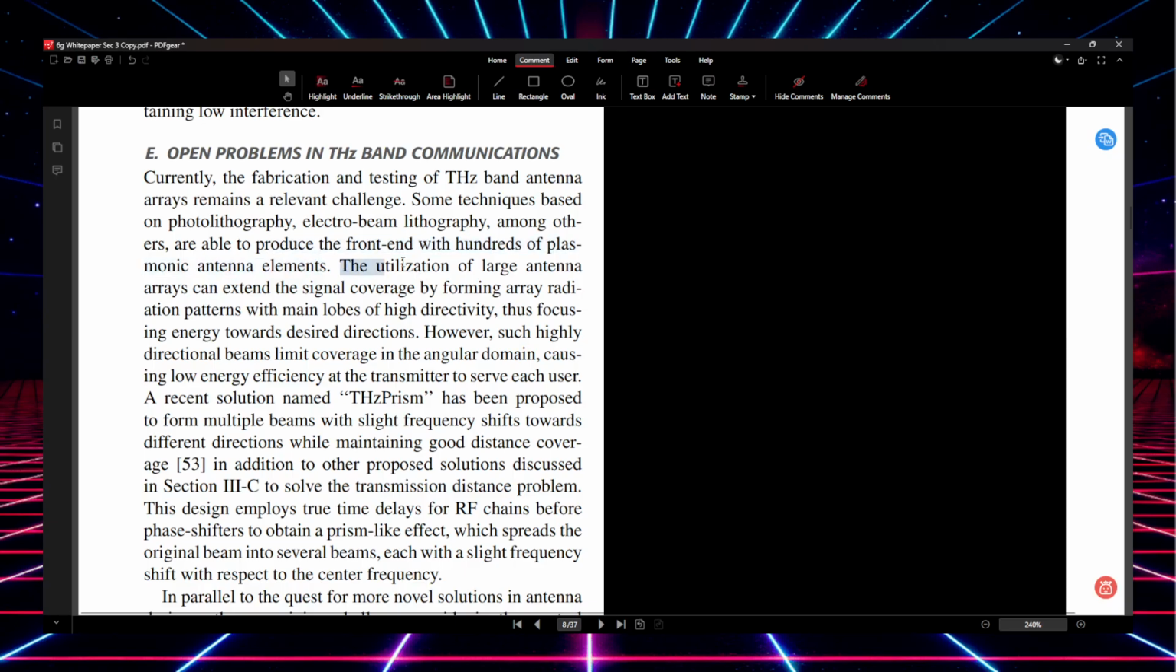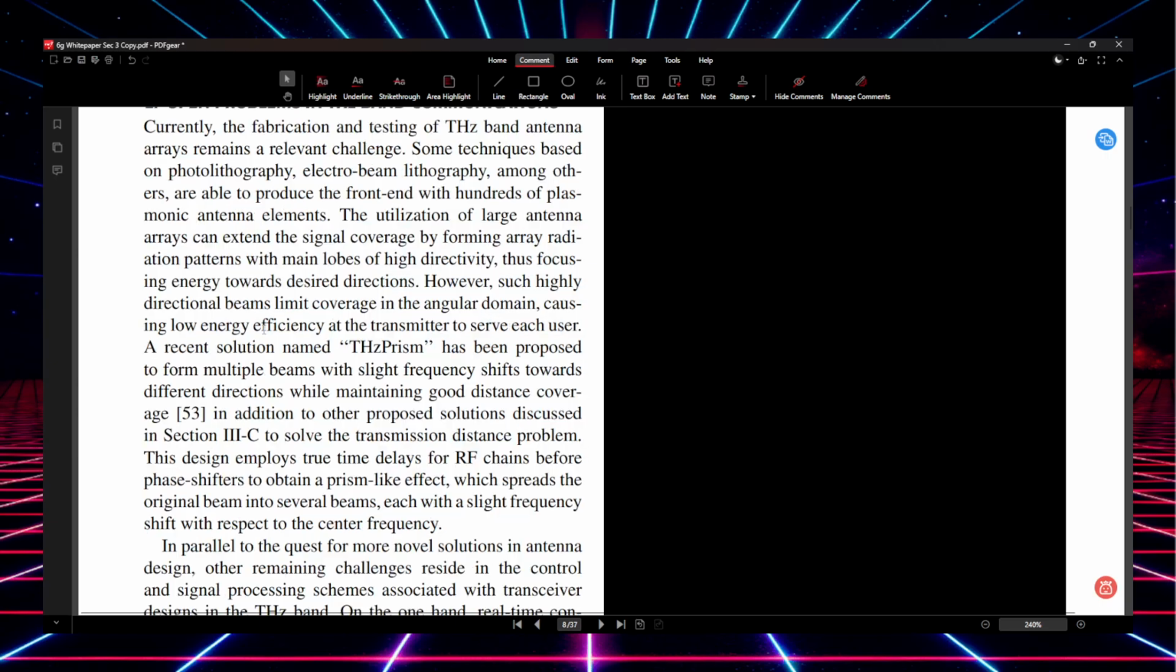The utilization of large antenna arrays can extend the signal coverage by forming array radiation patterns with main lobes of high directivity, thus focusing energy towards the desired directions. However, such highly directional beams limit coverage in the angular domain, causing low energy efficiency at the transmitter to serve each user. A recent solution, named THz Prism, has been proposed to form multiple beams with slight frequency shifts towards different directions while maintaining good distance coverage.